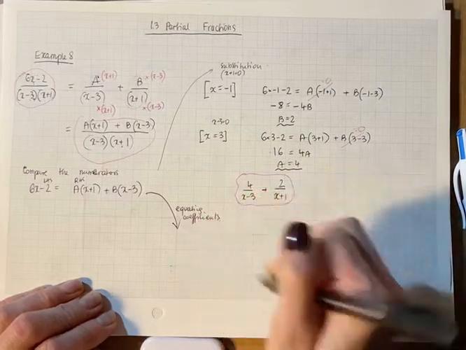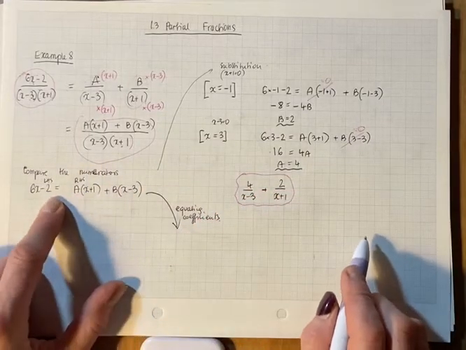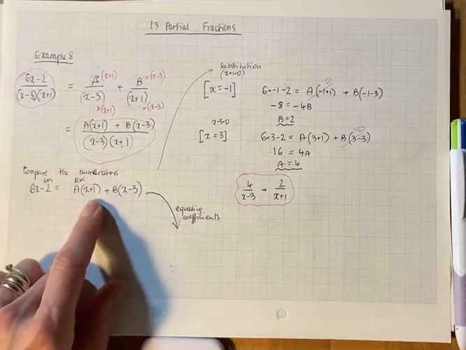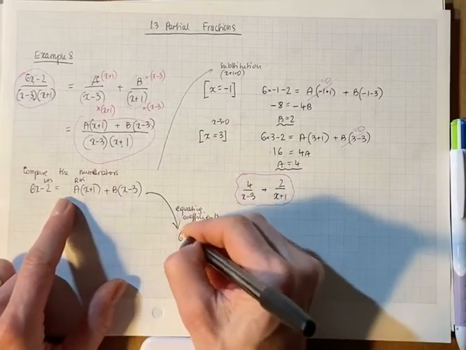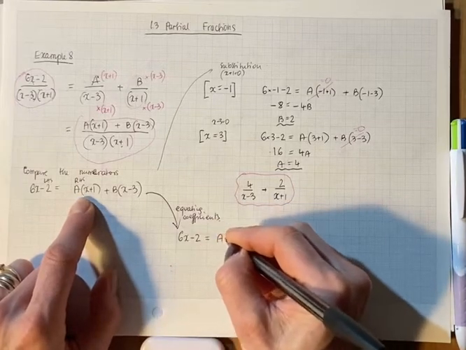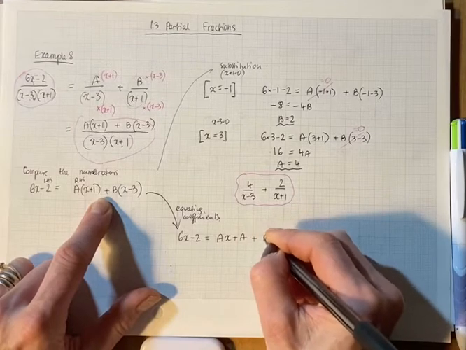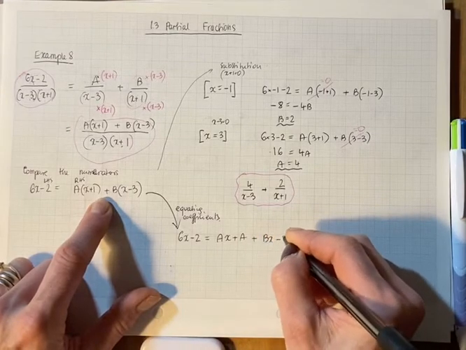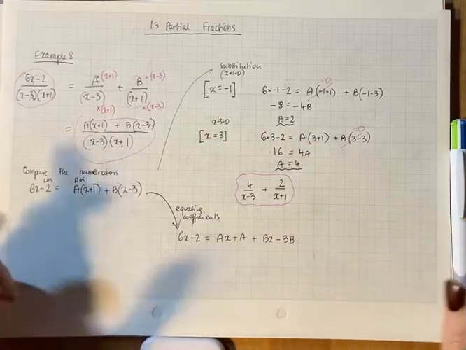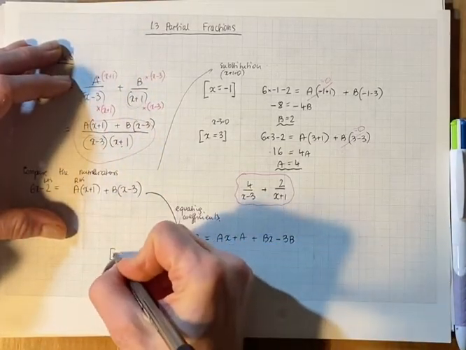So you get to the same stage over here. Now this time you can expand it. Okay, so you will have 6x minus 2 on that side, and you will have ax plus a, and then bx minus 3b. And we're going to equate coefficients of x.